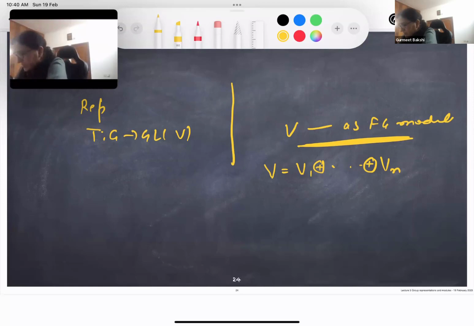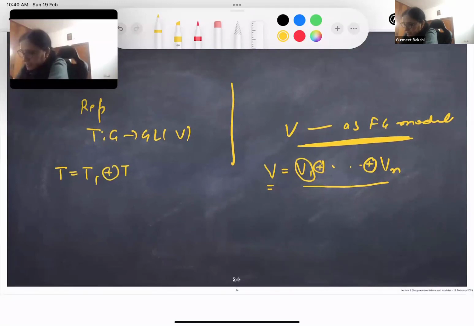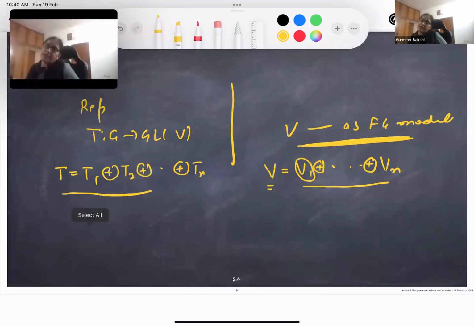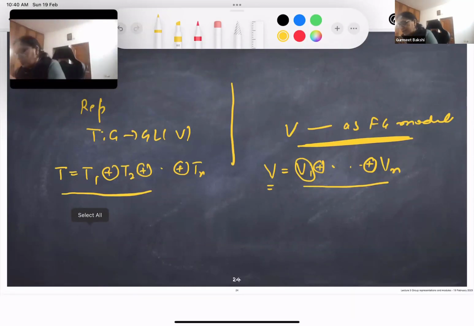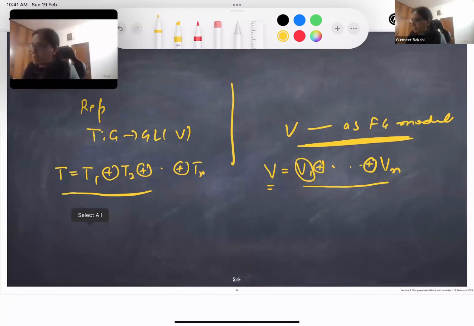And so whenever you can decompose V as a direct sum of FG modules, then you can decompose T as a direct sum of representations, suppose T1 is the representation corresponding to V1 and T2 is the representation corresponding to V2. So then you have decomposed your T as a direct sum of representations of smaller degree. So my question of understanding representations of G over F and decomposing a representation into sub-representations, I will shift to when can I decompose an FG module as a direct sum of submodules.